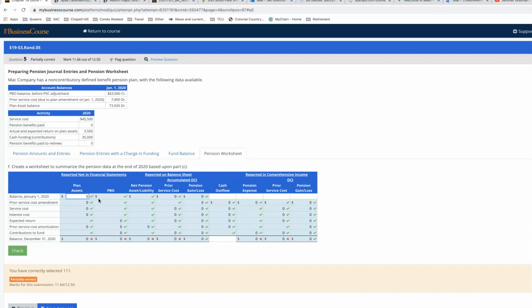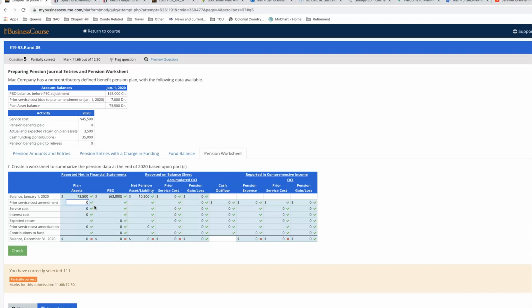So they told us that our beginning balance before we made a change to the plan has plan assets, $73,500. Our PBO, oops, let me take that zero out. Remember, they like credits to be negative in here, so the PBO starts out with $63,000. This is really dumb that they make us do this math, but remember the net pension asset or liability. We have more assets than liabilities here, so the net is $10,500. And then we don't have any other starting balances.